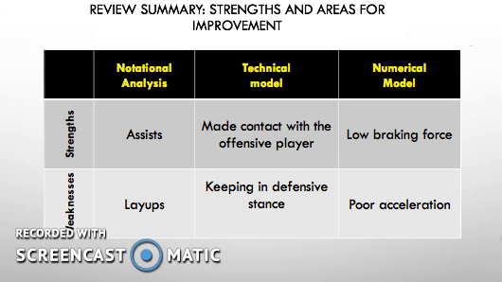Using the notational analysis, Lou's strength was his assists, as he exceeded the team average and the ideal average that would be expected. This shows he has a strength in distributing the ball. Strength in technical model: Lou made contact with the offensive player, so stopped him getting to the rebound. Strength in the numerical model was that he had a good breaking force.